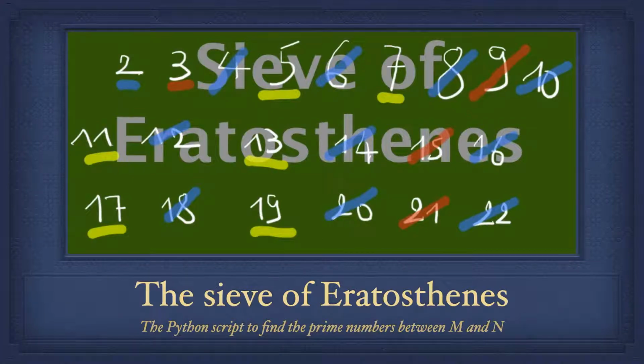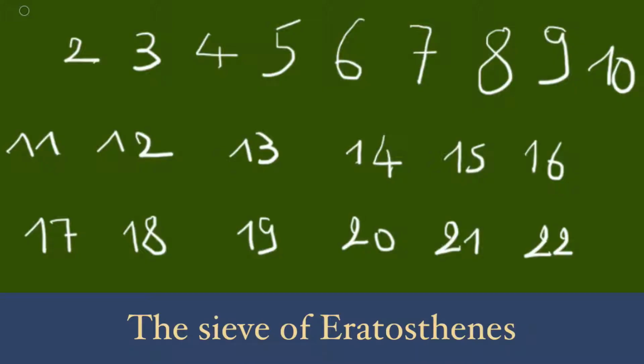The Sieve of Eratosthenes is a simple but powerful method invented by the ancient Greek Eratosthenes to find the prime numbers up to a certain value. We shall put it in a Python script to find the prime numbers between two given positive integers m and n. But let's see how the Sieve of Eratosthenes looks like with a simple example for the numbers up to 22.